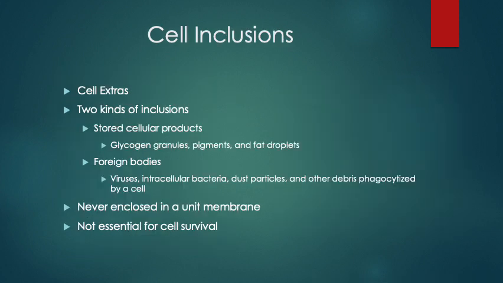So the last thing are cell inclusions. These are anything extra inside of a cell that is not an organelle, basically. So there are 2 kinds of inclusions: stored products or foreign bodies. The cell can have something that it took in purposely and is storing. This could be like glycogen granules, which is a form of sugar, pigments, or fat droplets. It might need these for something, or it may have just taken them in to store for later.